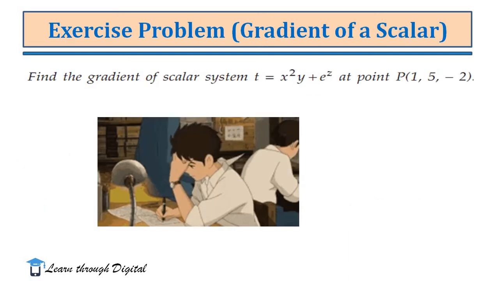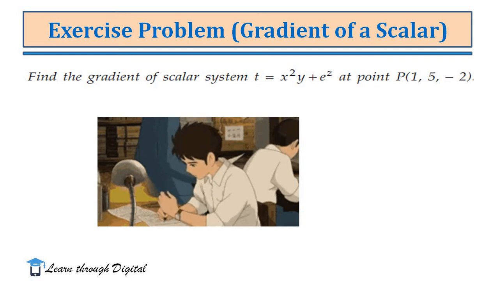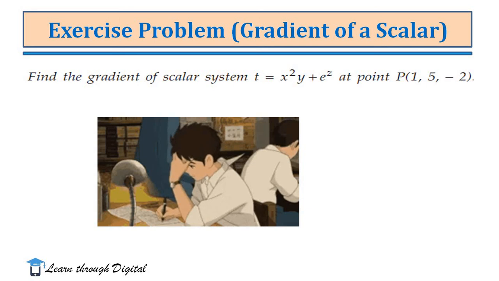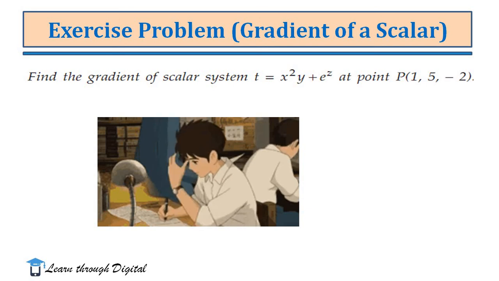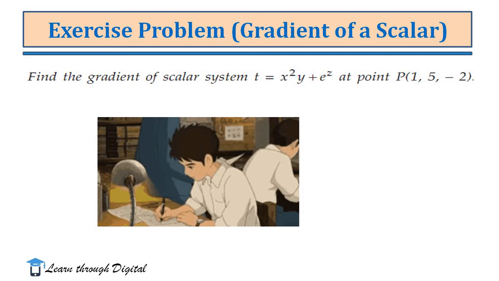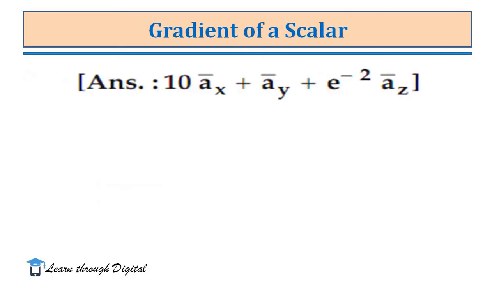This is an exercise problem. Find the gradient of the scalar T is equal to x squared y plus e to the power z at point (1, 5, -2). So, you solve this problem by yourself. Try this and you will get this answer: 10 a_x vector plus a_y vector plus e to the power minus 2 a_z vector.